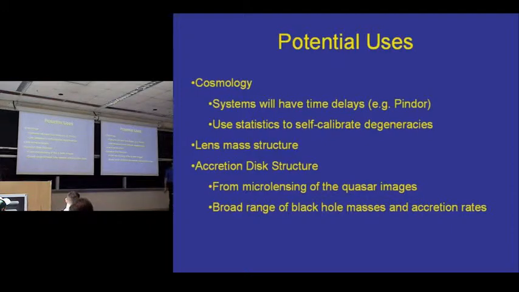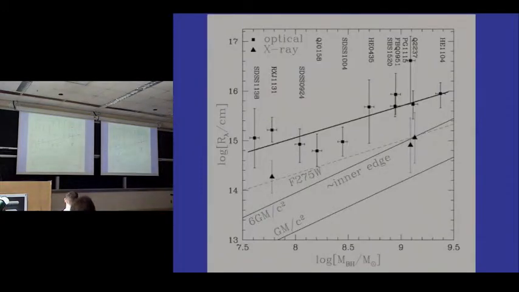So one of the things we're most interested in right now is using these things to study the structure of quasar accretion disks using microlensing by the stars in the galaxy. Here, for example, is what we can do now. Here is the size of an accretion disk at a rest wavelength of about 2,000 angstroms versus the mass of the black hole measured with microlensing. We can do this for about 10 systems right now. We're starting to do it as a function of wavelength, but there's no reason that with 10 years of LSST data you can't do this for several thousands of objects over a much broader range of black hole masses and accretion rates. So it's an application which is somewhat non-standard.